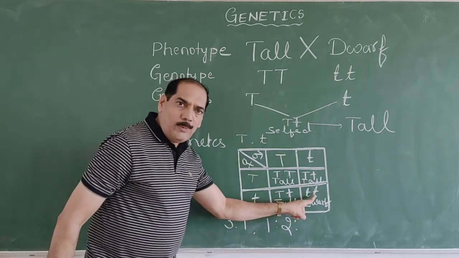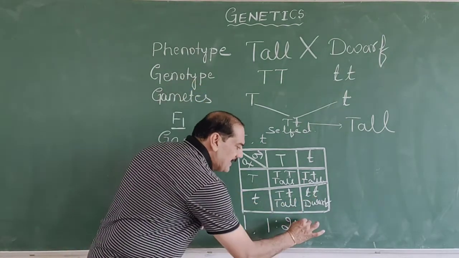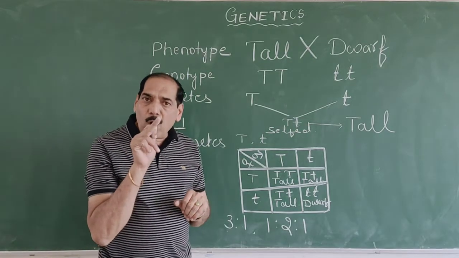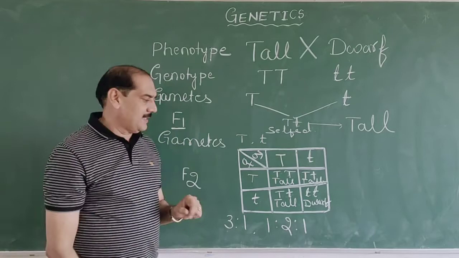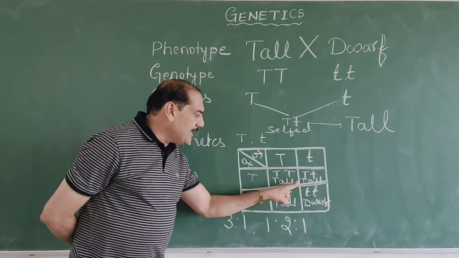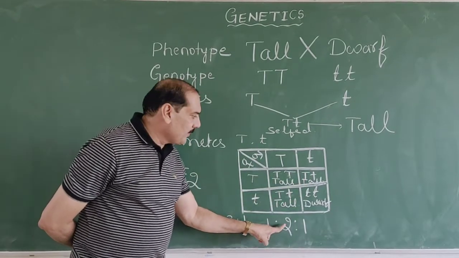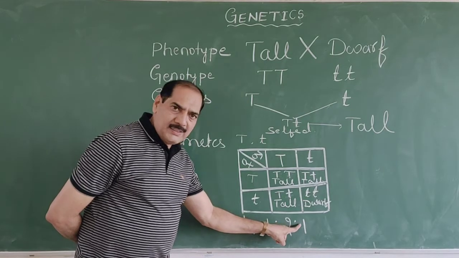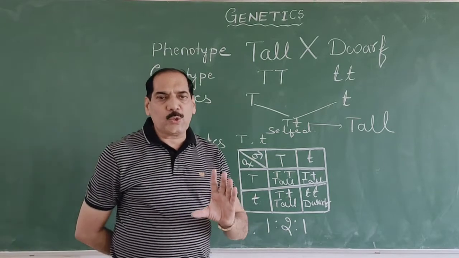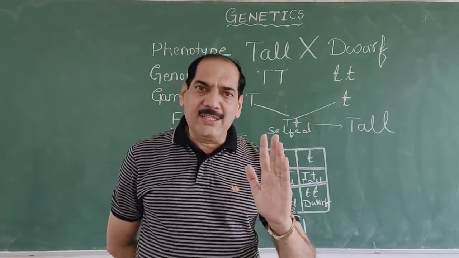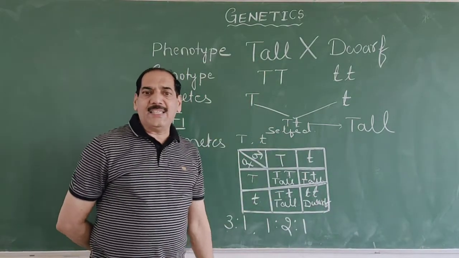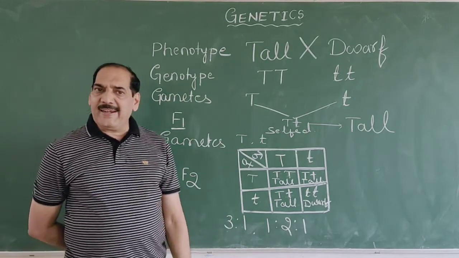In this checkerboard, how many are dwarf? 1 is dwarf. This ratio we have taken by observing the genotypes. This is pure breeding tall, 1. These 2 are the hybrid tall, and this is the dwarf. Now the ratio is 1:2:1. This 1:2:1 is the monohybrid genotypic ratio. So this is one gene inheritance, also called monohybrid cross.